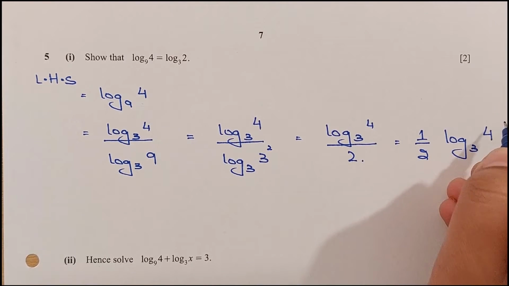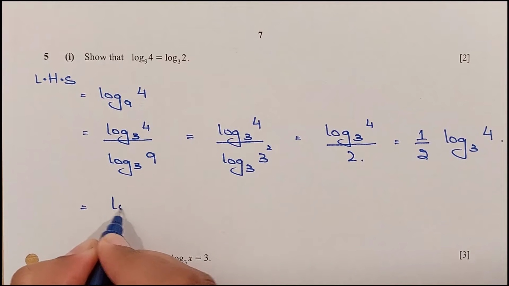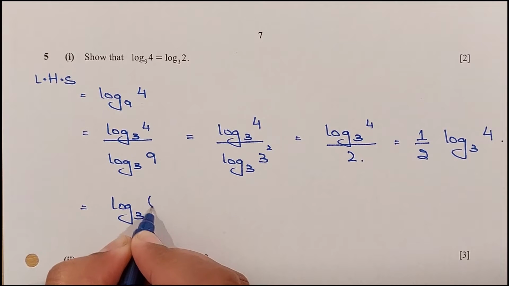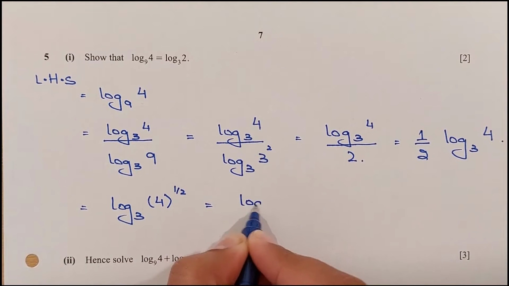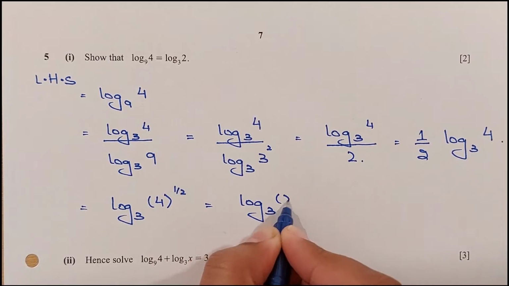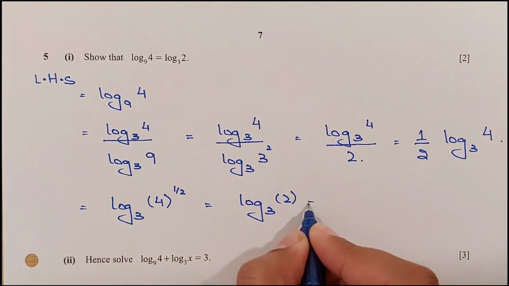Okay, so this is into the power: log base 3 of 4 to the power of 1 by 2, the square root of 4 is equal to 2. So log base 3 of 2, this is equal to my right hand side.